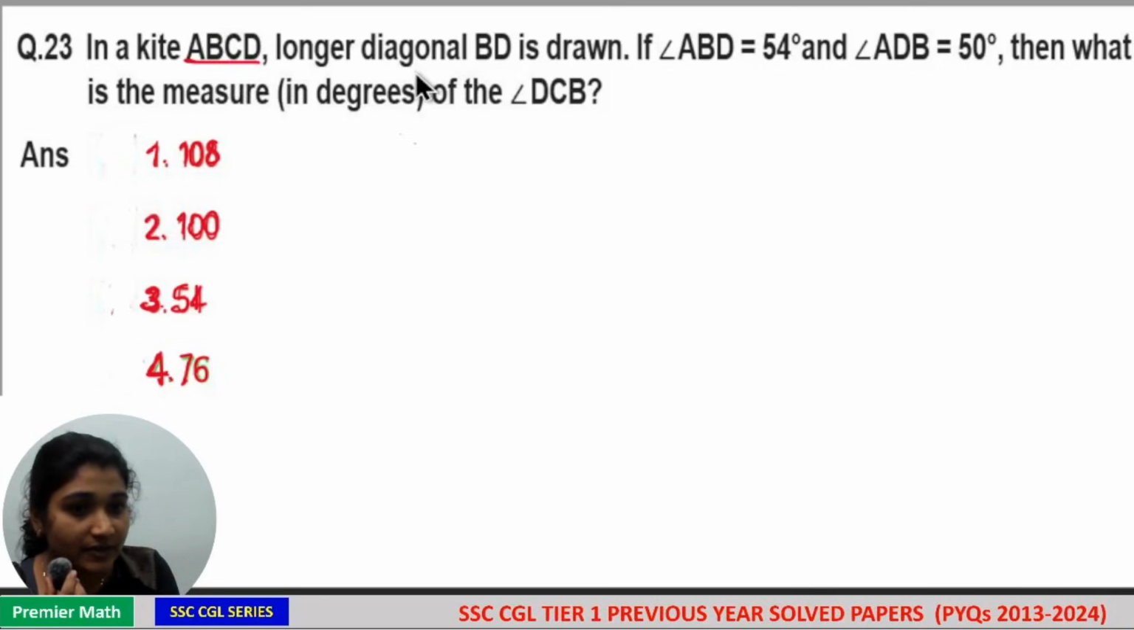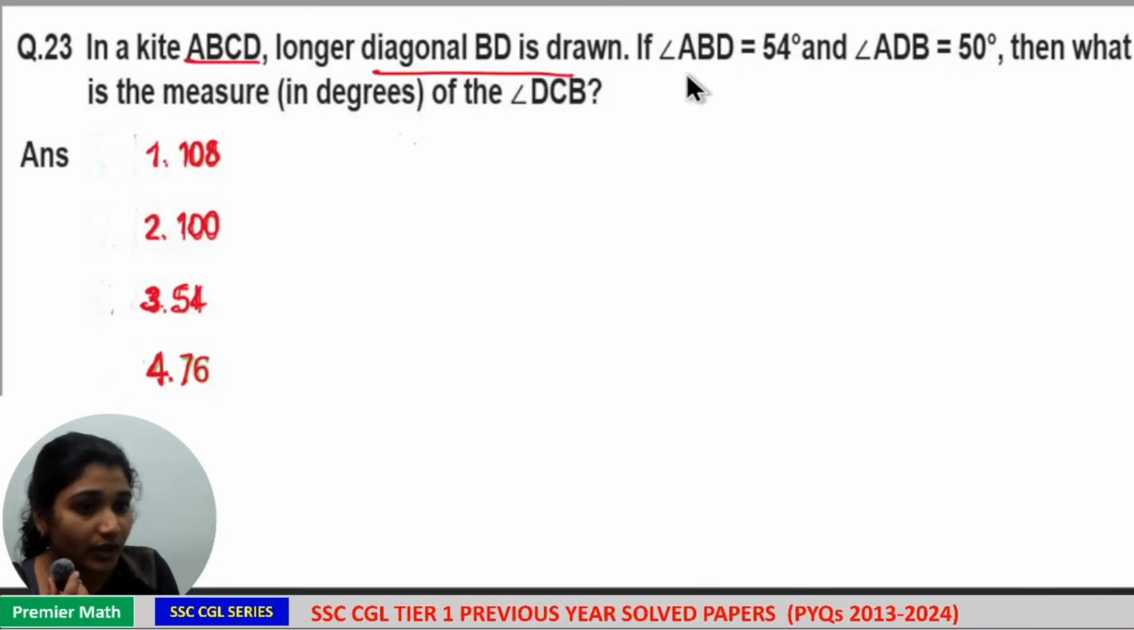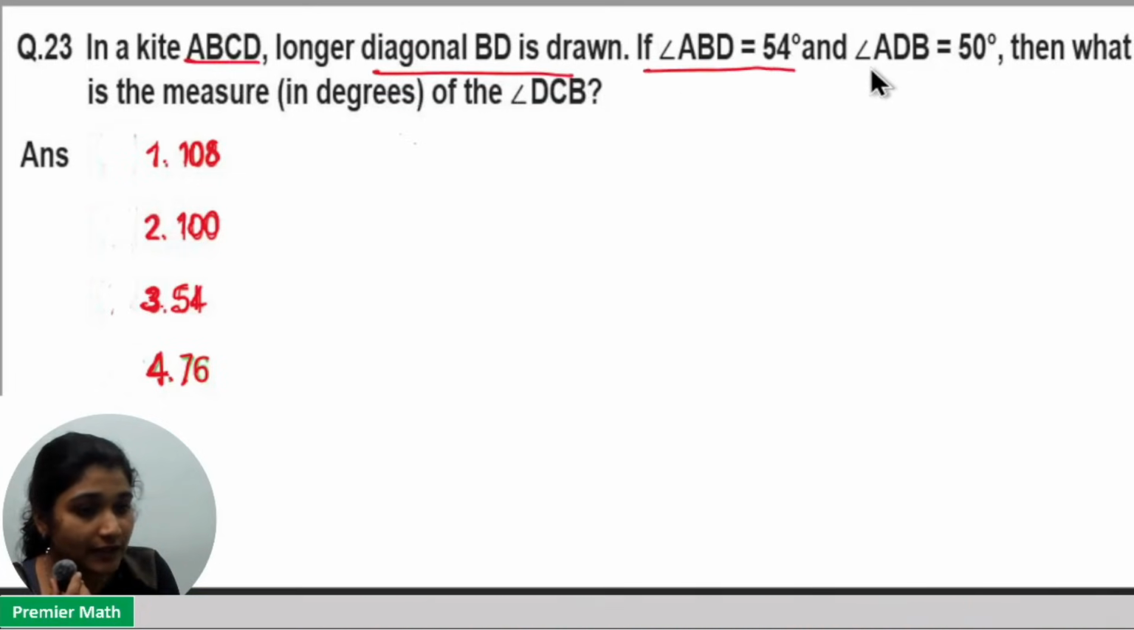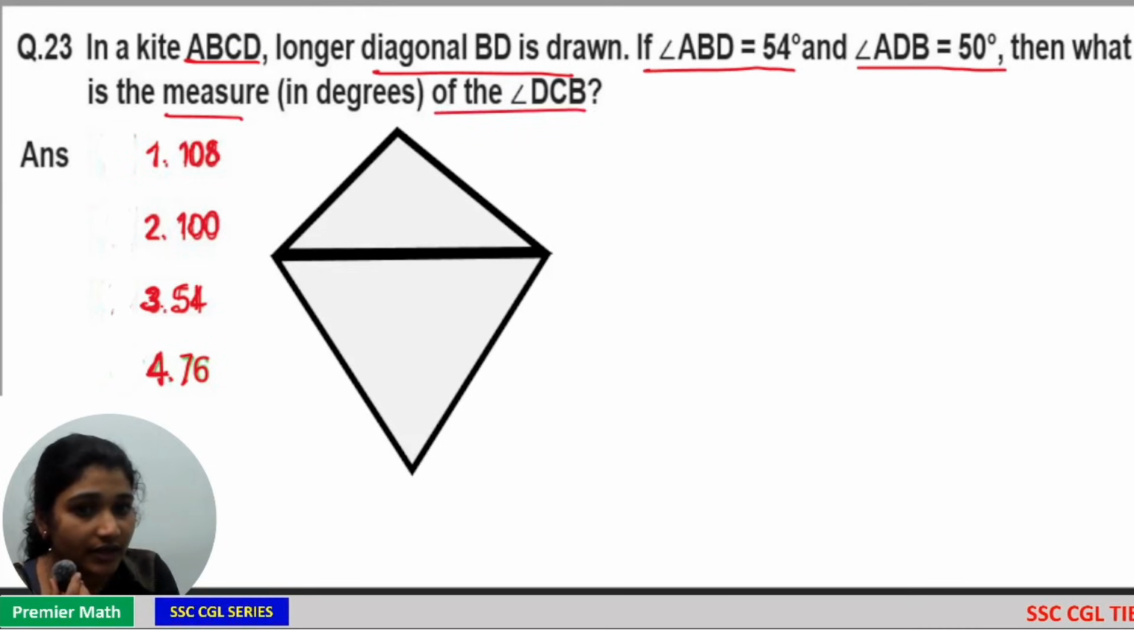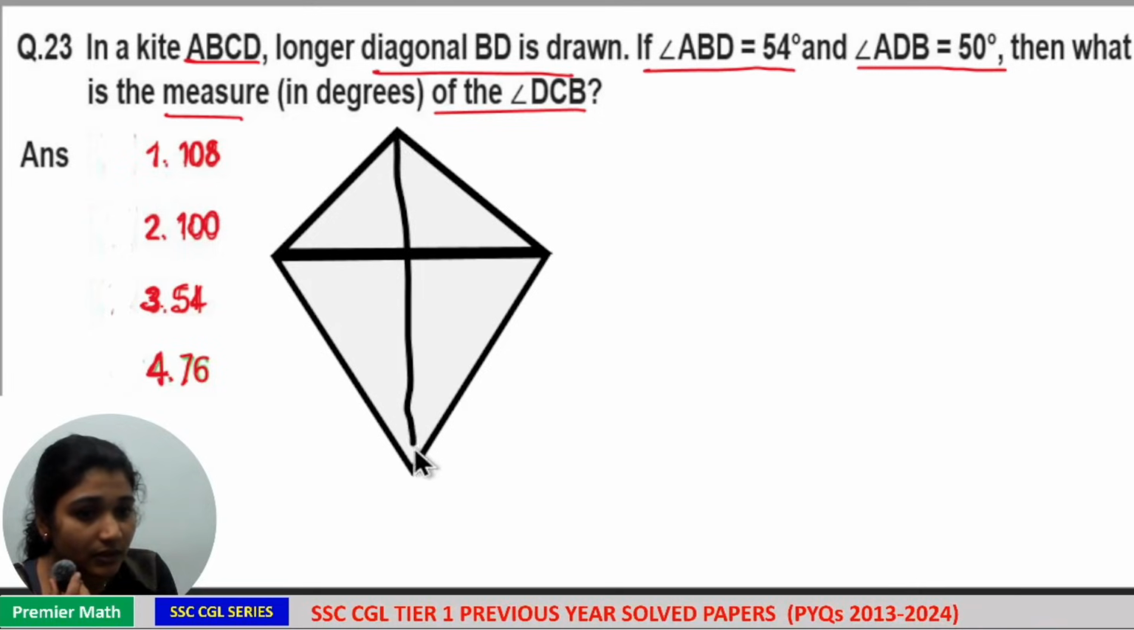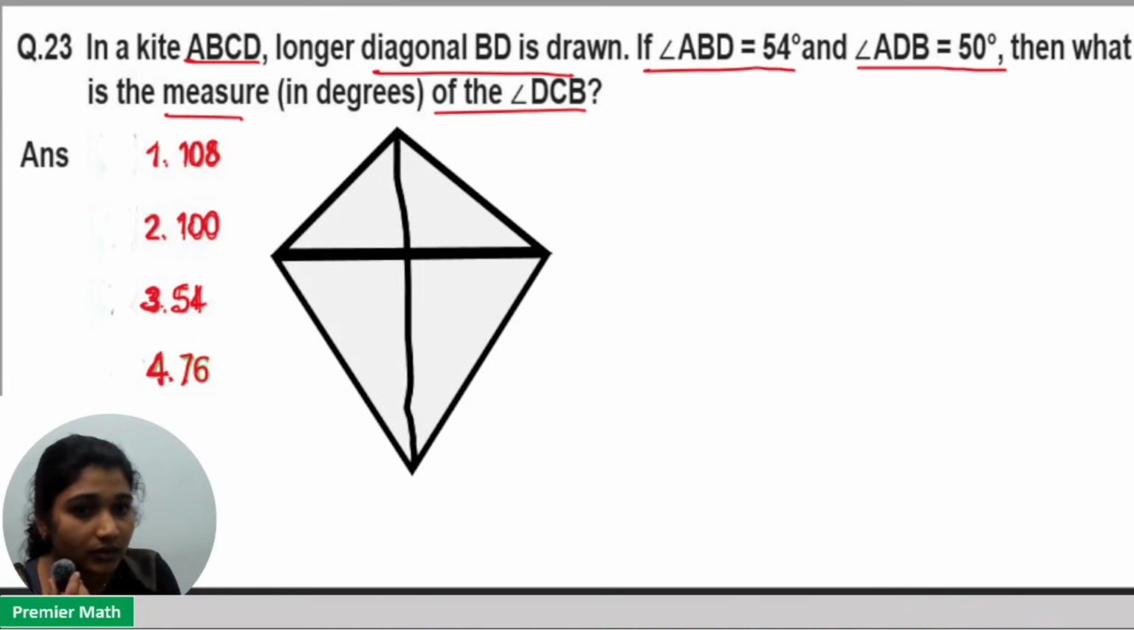In kite ABCD, longer diagonal BD is drawn. If angle ABD is 54 degrees and angle ADB is 50 degrees, then what is the measure of angle DCB? Here, this is the kite ABCD. Here, BD is the longest diagonal. So, this is BD. And here, this is BD.